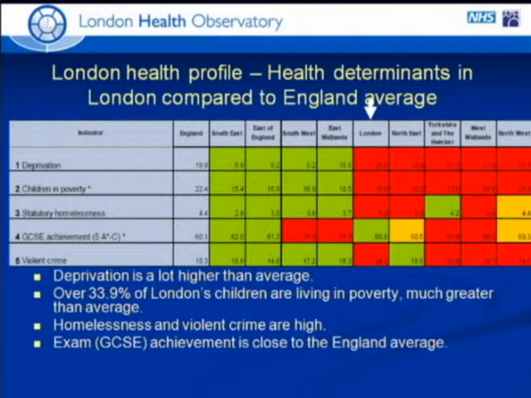We've got children in poverty, which is measured by families claiming benefits. We've got homelessness, exam achievement, and violent crime. So London does... Sorry, what is exam achievement? School achievement at age 16. So it's the percentage achieving 5 GCSE exams at age 16. So we do well on that, but we do badly on all the other determinants of health according to this slide.